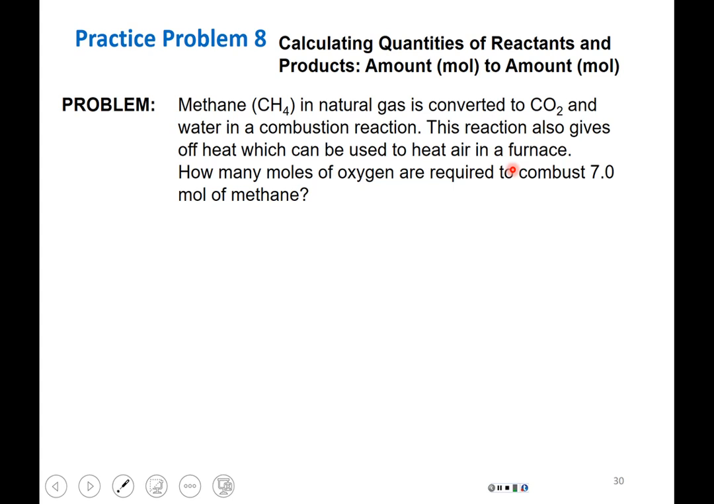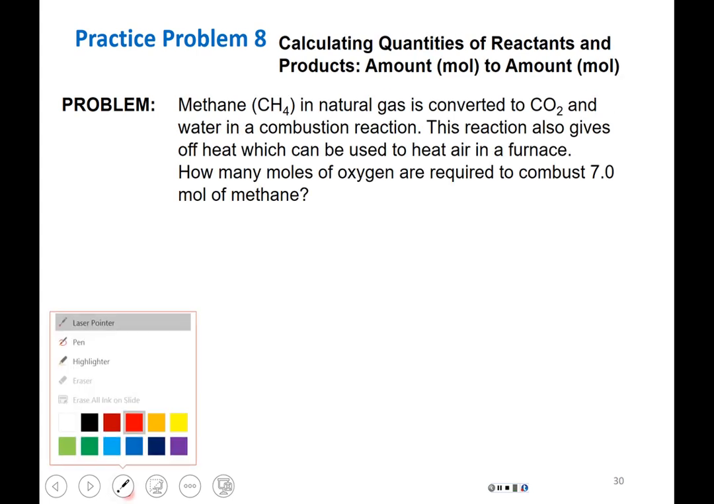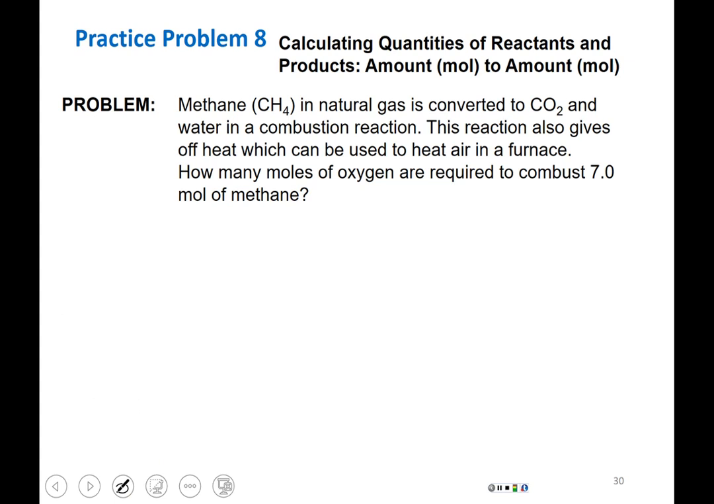But, all right, the question itself, what is it saying? How many moles of oxygen are required to combust 7 moles of methane? Right, so in this one, we're not given a chemical equation. So we have to translate this statement into a chemical reaction and then balance that chemical equation. So this is simply a combustion reaction with methane.